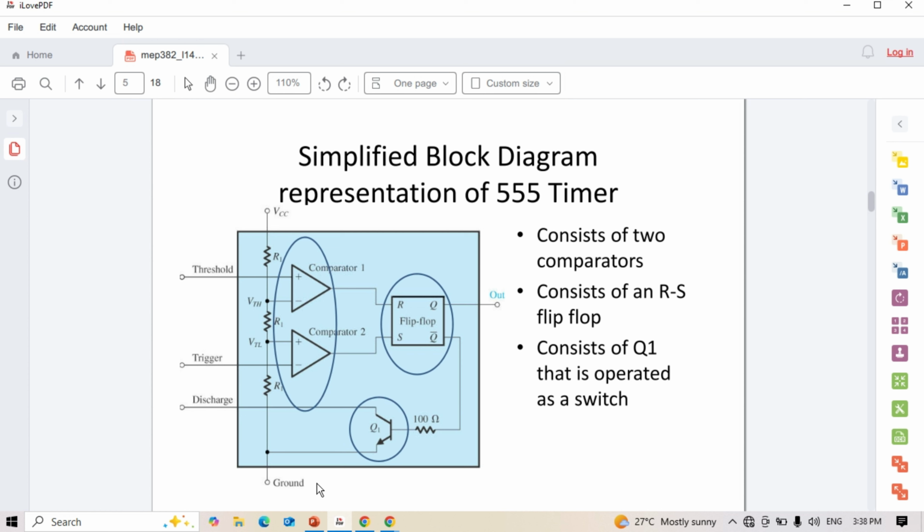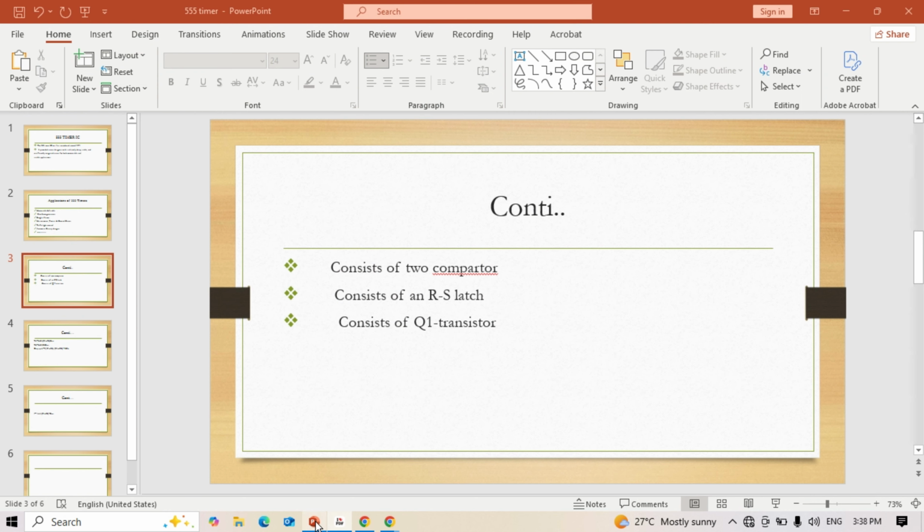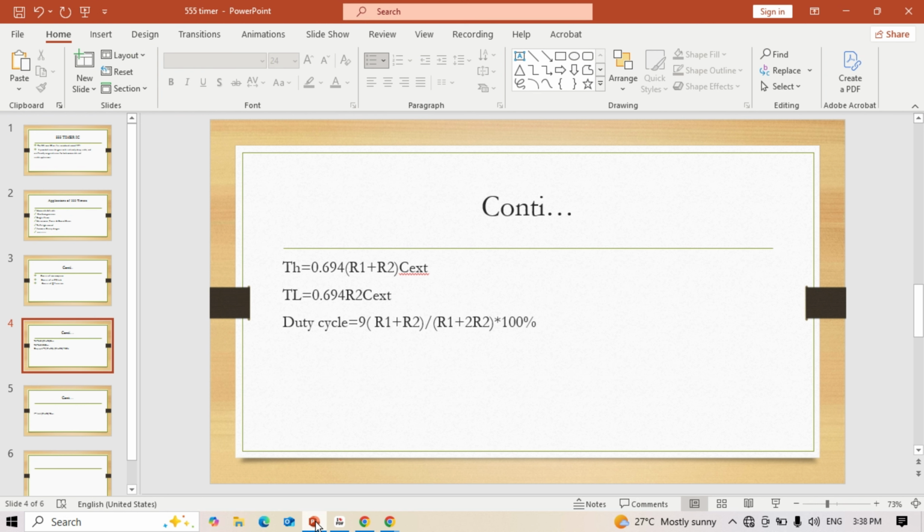We'll see how to use this 555 timer for monostable and astable multivibrator circuit design. So let's go back to my PPT. It consists of two comparators, an SR latch and a Q1 transistor, right? So we can use the 555 timer to generate the astable multivibrator.